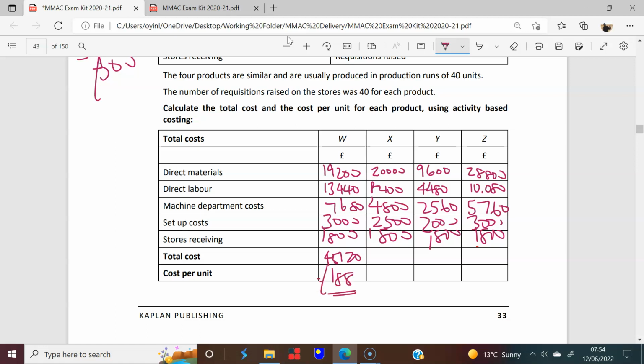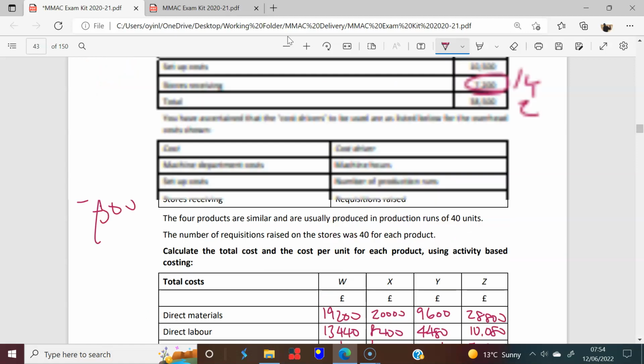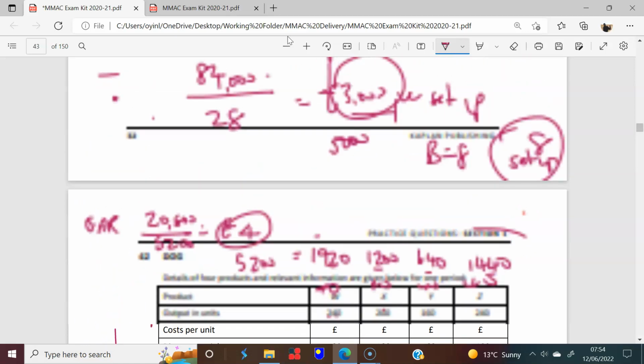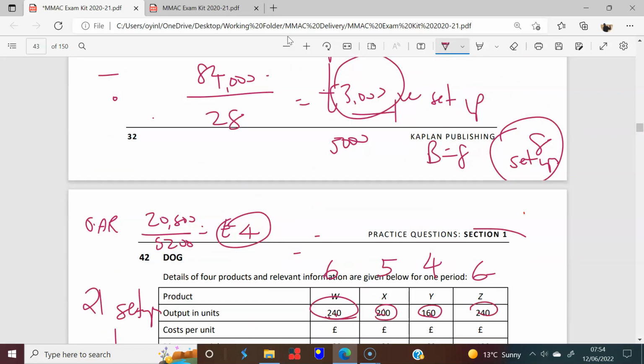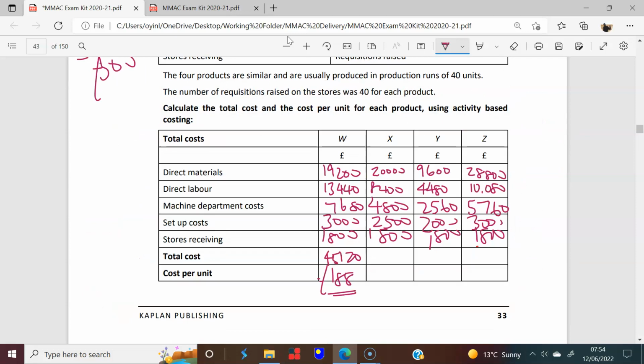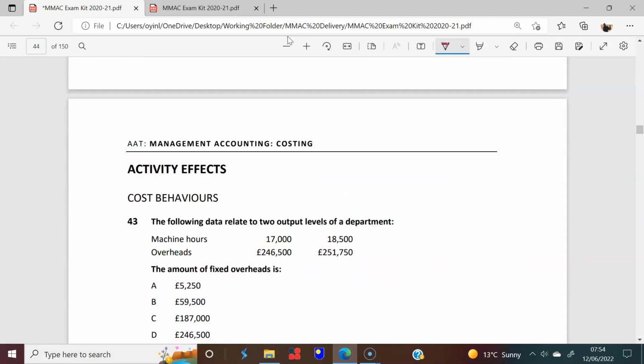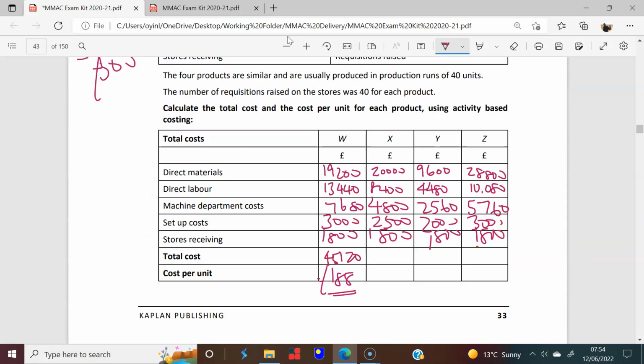And then just go across and do the same. Just add through all of these, get your total, and come up and pick their output figures and just divide them by those individually, and you're there. And that, if you like, brings us to the end of activity-based costing. Cool.